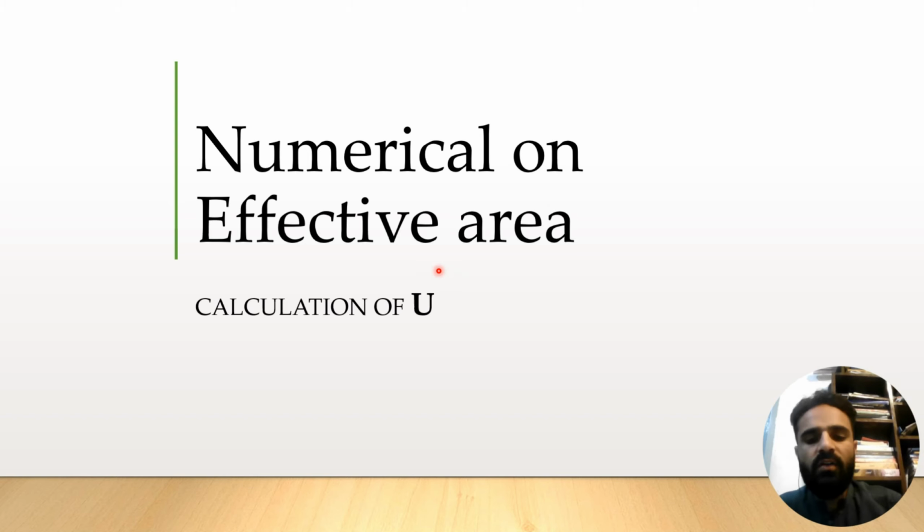There are 5 categories for finding U. Number one is the equation, the second one is for plates, the third one is for hollow structural steel, and the fifth and fourth are the alternative values for these. So in this lecture, we are only focusing on how to solve a numerical on effective area.